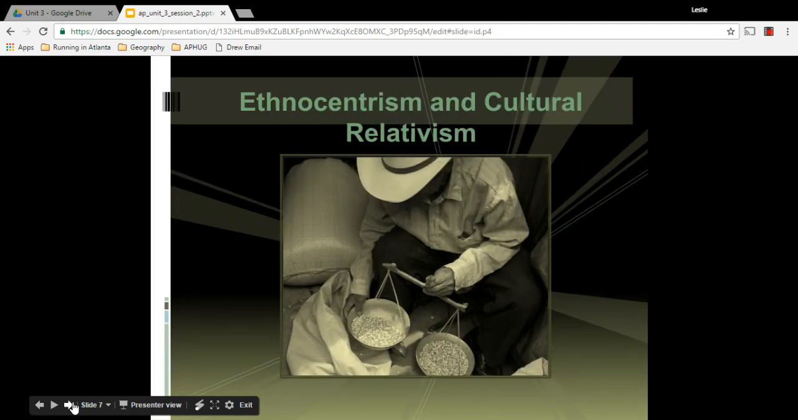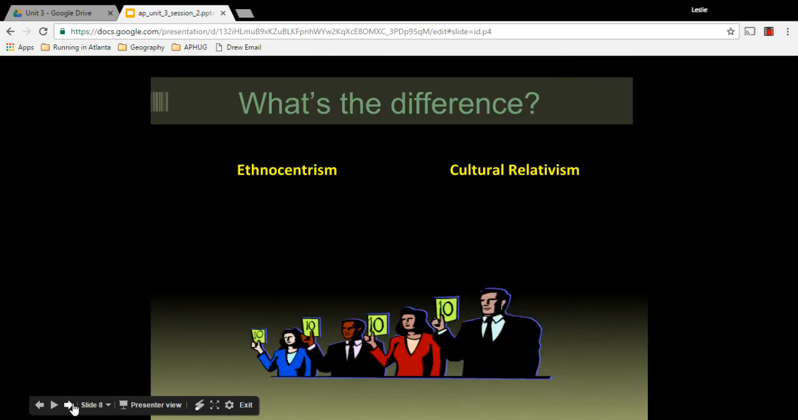All right, two more concepts that are part of this unit are ethnocentrism and cultural relativism. These are important not just in terms of understanding the important content for AP Human Geography, but also keeping our own personal points of view open and attempting to remain bias-free as much as possible. All right, so what is the difference?